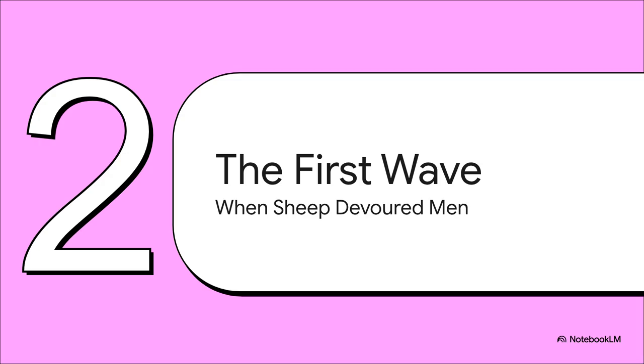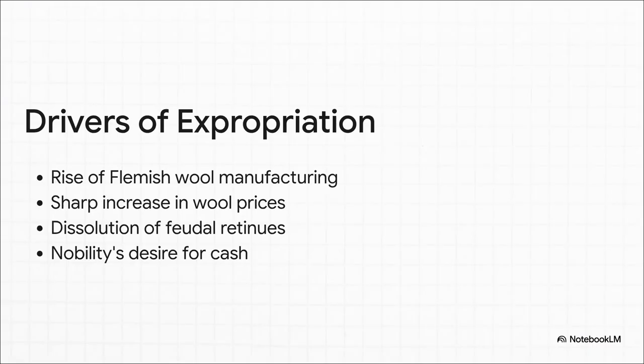The first huge shock to this system hits in the last part of the 15th century. It is a violent, disruptive wave of expropriation. You can think of it as the first act in a very long drama that's going to set the stage for everything that follows. So what lit the fuse? Well, it wasn't just one thing. It was kind of a perfect storm of economic forces.